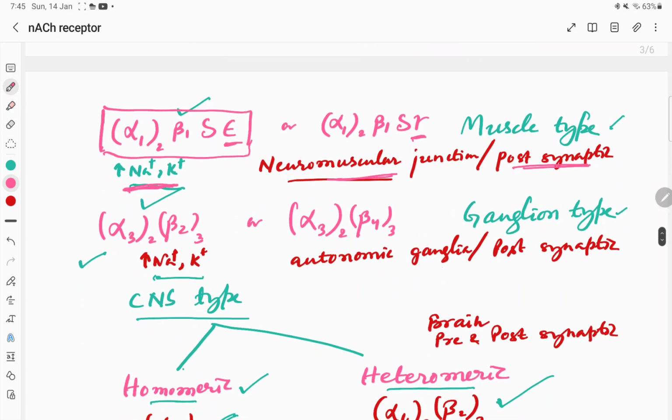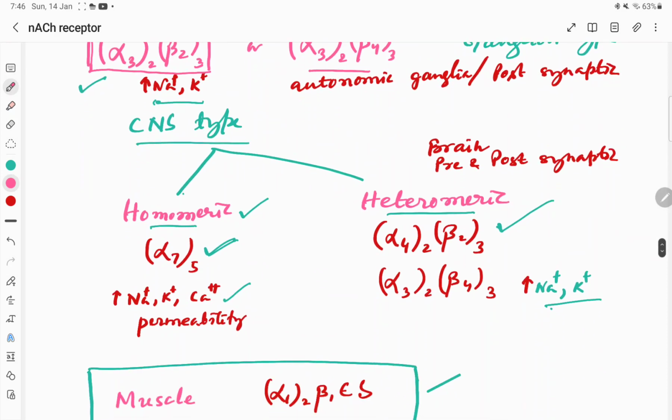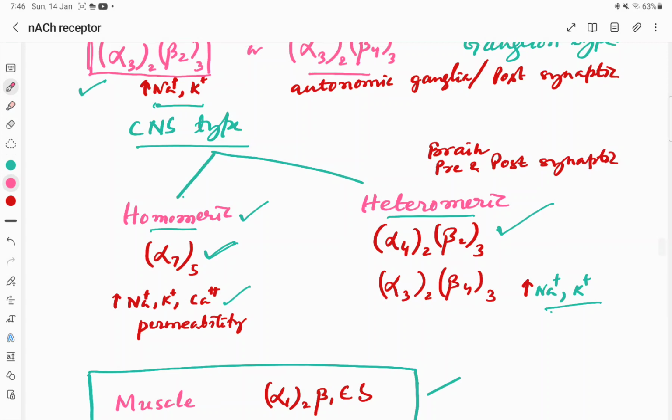In autonomic ganglia, the ganglion type, there can be 2 combinations: 2 alpha 3 subunits and 3 beta 2 subunits, or 2 alpha 3 subunits and 3 beta 4 subunits. Again, out of these 2 combinations, the most commonly present combination of nicotinic acetylcholine receptor is 2 alpha 3 subunits and 3 beta 2 subunits. Then in the CNS type, that means it is located in the brain.